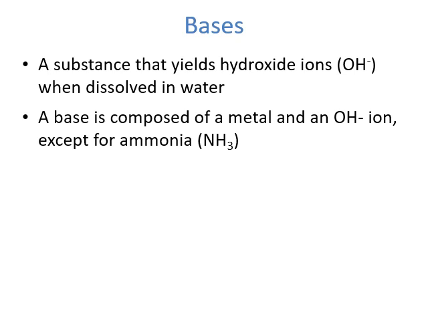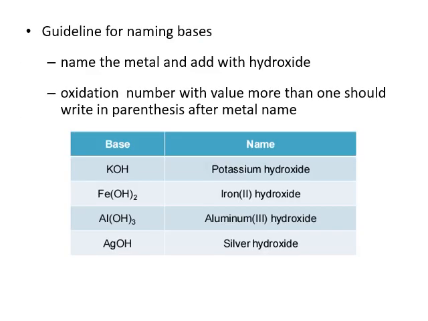For bases, how to name a base? A base is a substance that yields hydroxide ion, OH-, when it dissolves in water. For example, a base is composed of a metal and an OH ion, except for ammonia. Okay, look at this one. The rule: name the metal and add hydroxide.